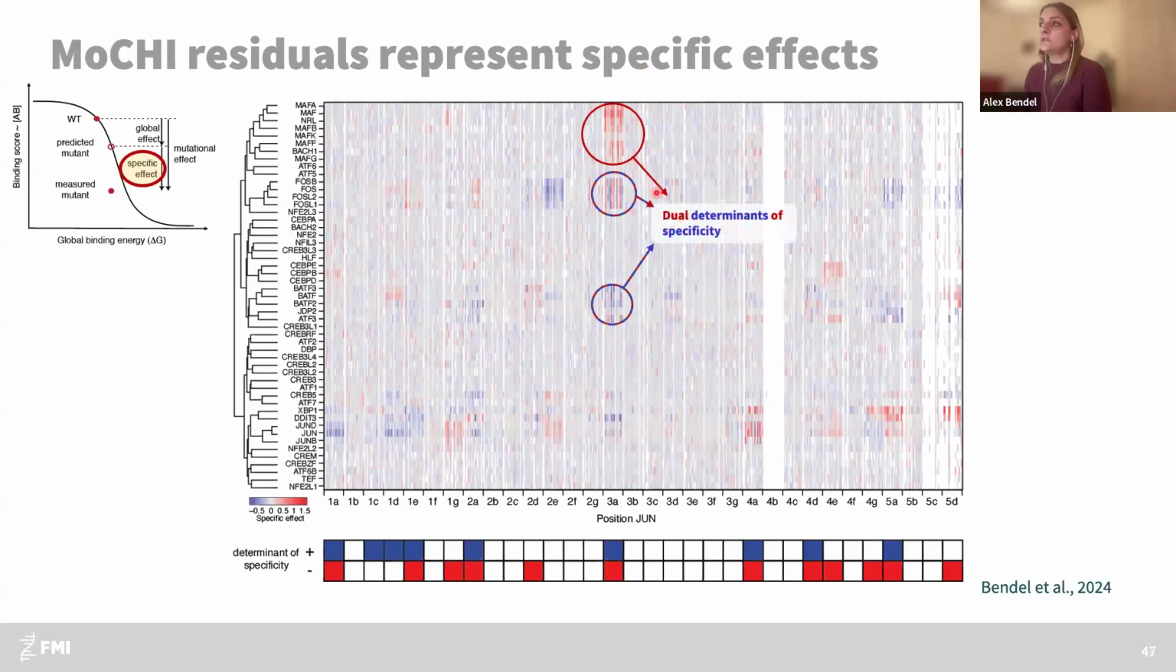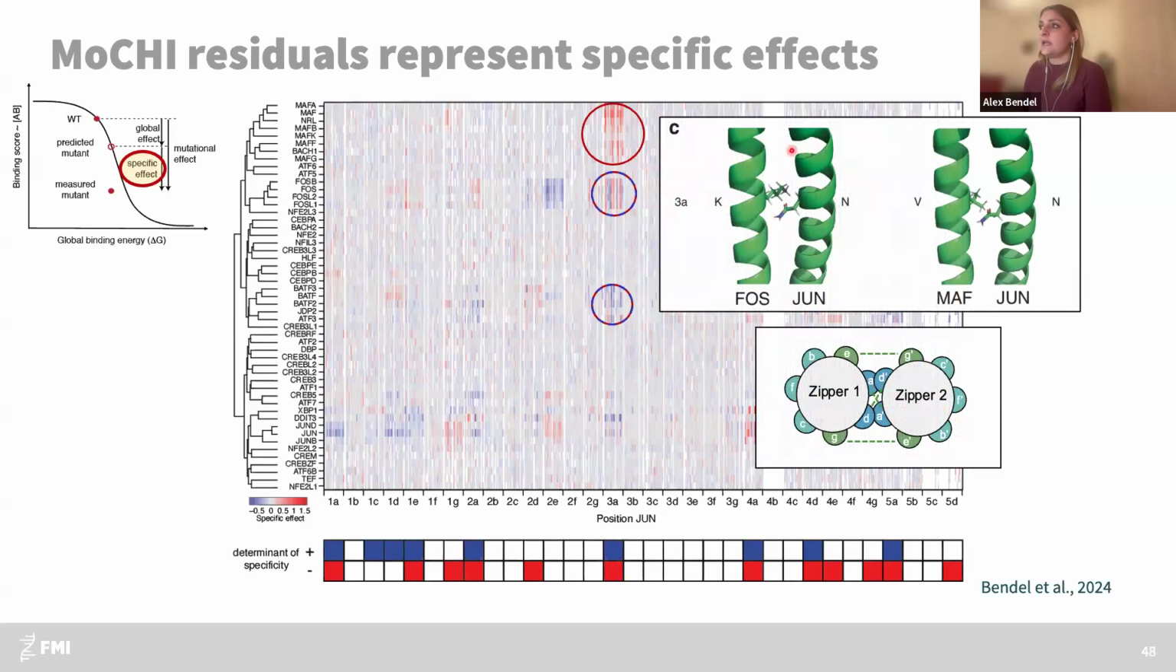And we also have dual determinants of specificity, where even within the same position, mutations can both increase and decrease interaction specificity. For example, this position 3A, where JUN has an asparagine, and JUN does interact with FOS in the wild type, and FOS has a lysine. But if we mutate this lysine to a valine, the interaction between FOS and JUN would be a lot stronger. So the asparagine here is actually not ideal.